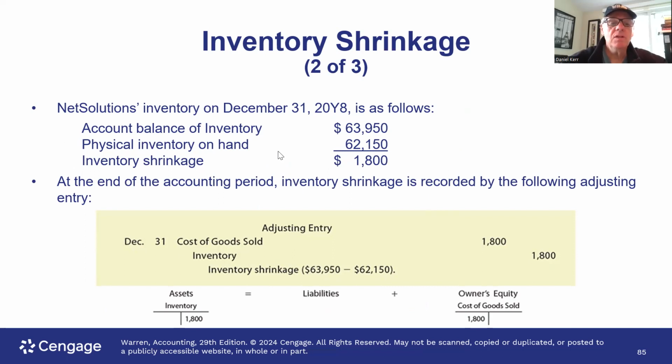In the general ledger, we look at the T account for inventory. We've got the beginning inventory, all the purchases of inventory, and all the sales of inventory. That's going to tell us what's in inventory. But then we've got a physical count of the inventory, and we notice that the inventory is $1,800 less than the books and records say it is. So we make an adjusting entry, debiting cost of goods sold and crediting inventory, and that brings the inventory down to the actual balance of $62,150. Essentially, the shortage is recognized as additional cost of goods sold.